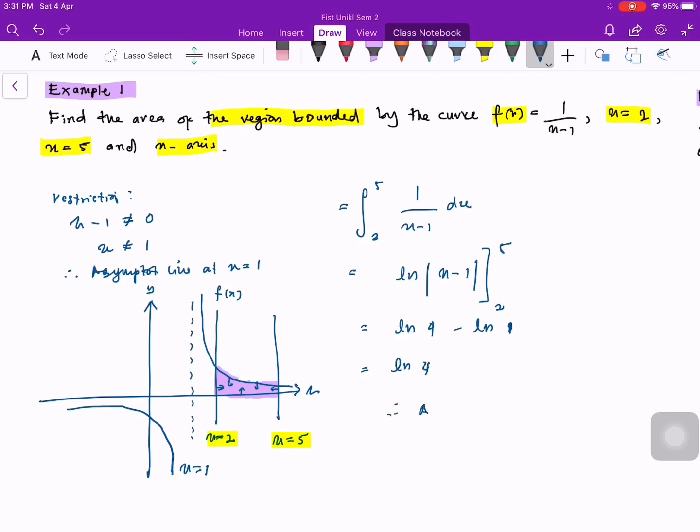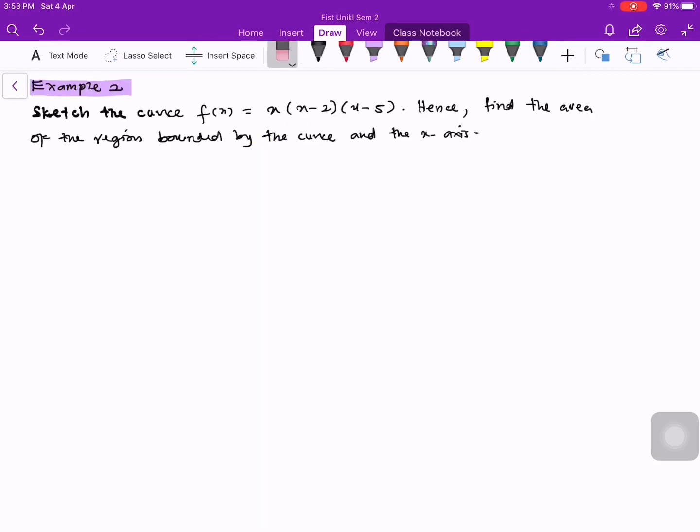So this means the area of the region is ln 4 unit squared. We put the unit squared here. So this is the final answer for example 1. Okay, let's move to example 2.